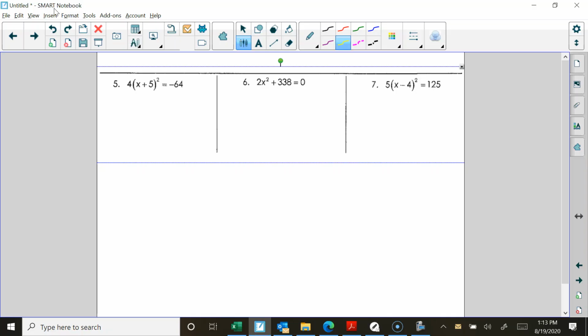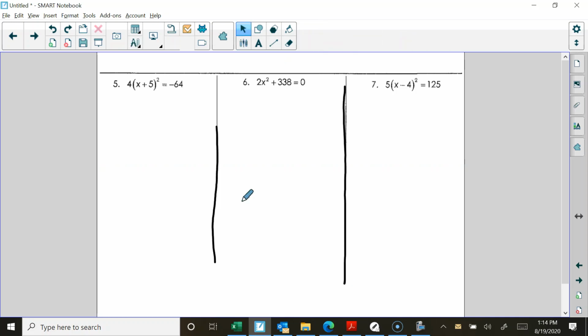All right, so we're going to go through 5, 6, 7, 8, 9, 10 in this next part of the video. And I'm going to go kind of quick because you can pause the video at any time. So I'm just going to give myself some space. I'm going to get rid of those blue dashed lines. And here we go. Problem number 5.